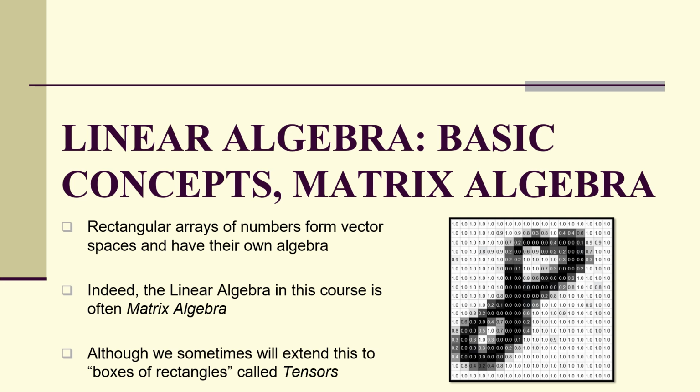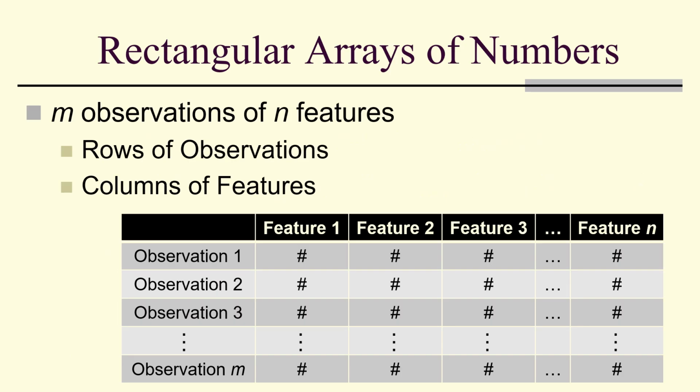So, linear algebra, basic concepts, and some matrix algebra. In particular, the way we'll see it in the data sciences. Rectangular arrays of numbers are often interpreted as m observations of n features: rows of observations, columns of features.